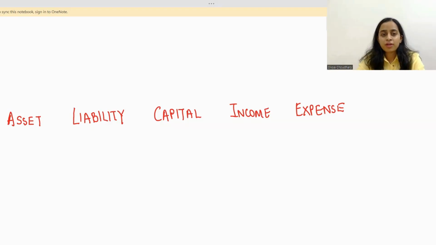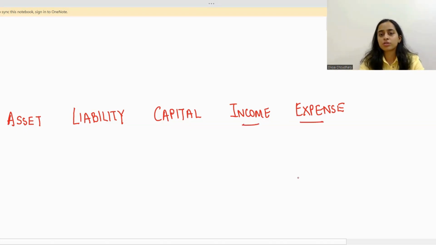We're going to focus a lot on conceptual understanding, so I hope you'll have fun learning with me. I'll be sharing my screen now, so please take notes wherever you feel necessary. Our topic for today is understanding five basic terms in accounts, which is asset, liability, capital, income, and expenditure. All right, we'll start with these two terms, income and expense.